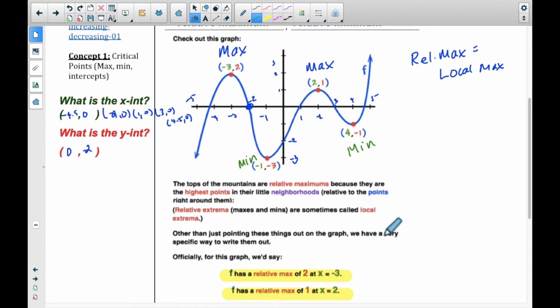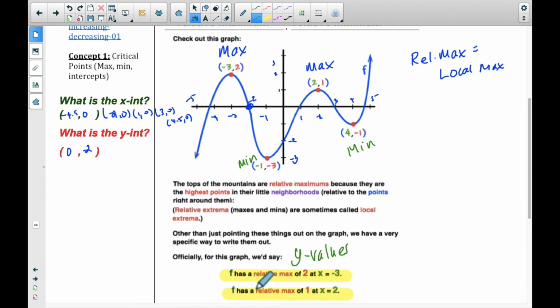Well, when we talk about max and min, we talk about the y values, right? Because if this was a graph of profits, let's say, what was your maximum profit in this decade? Well, the relative max is 2, right? It got up to 2. And what was the relative min in such and such decade? Well, it got down to negative 3. And so when we talk about relative max or relative min, we really just use the y value.